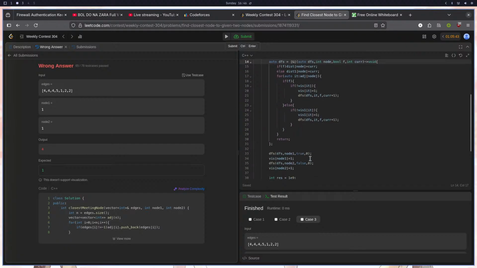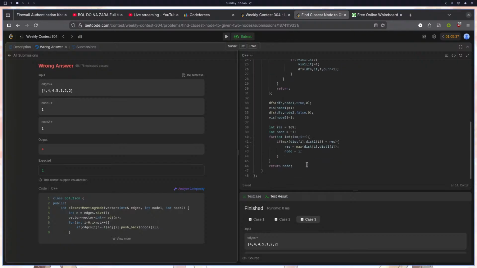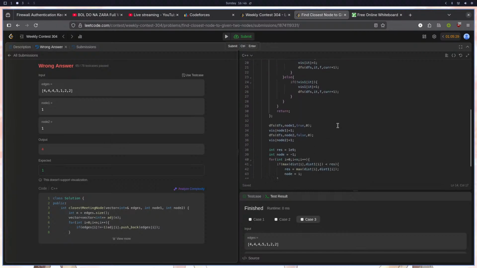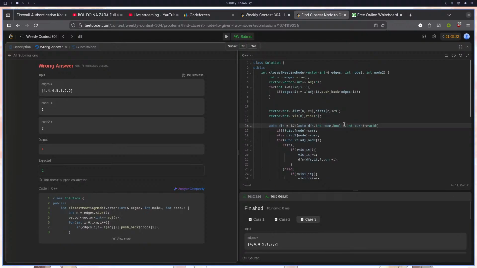Visited of node 1, node 2 equal to 1. Distance of node equal to current 0 है. Oh, why is it 4? Output is 4 where expected to be 1. That is correct. But ऐसा हो क्यों रहा है? क्योंकि I mean, I can do node 1 equal node 2 equal to then return node 1. That doesn't matter, but why is it so?